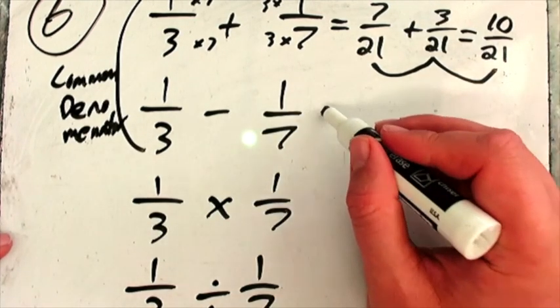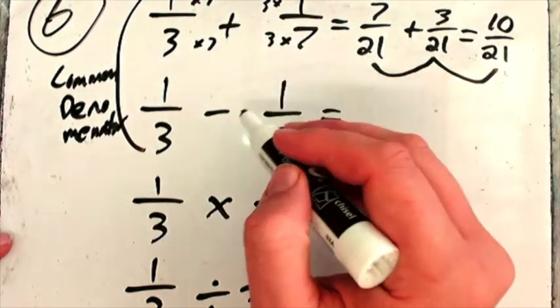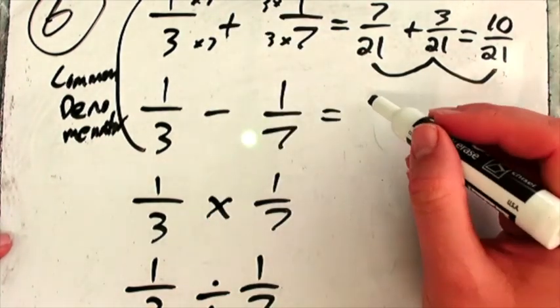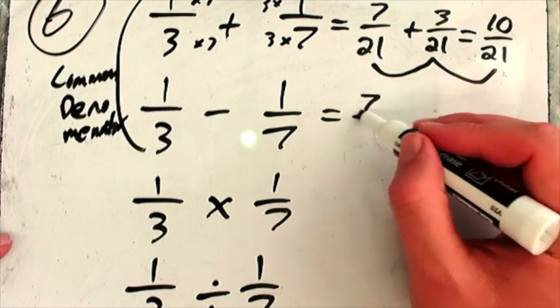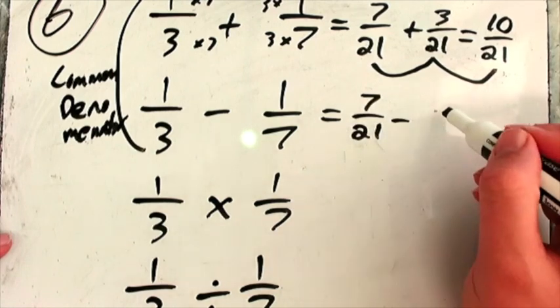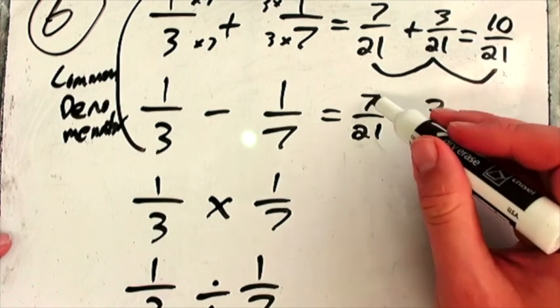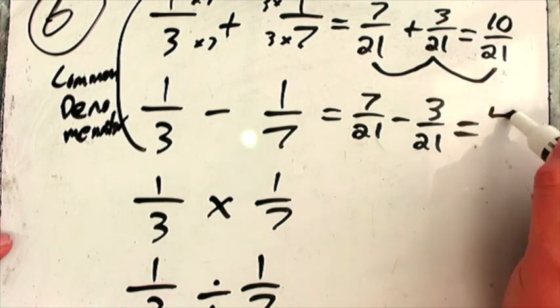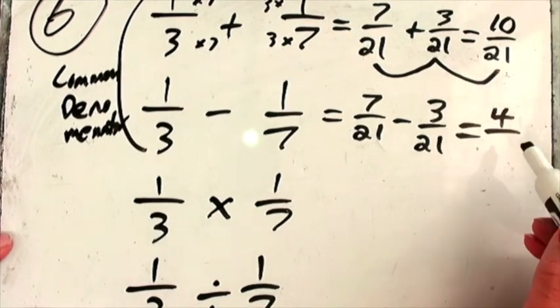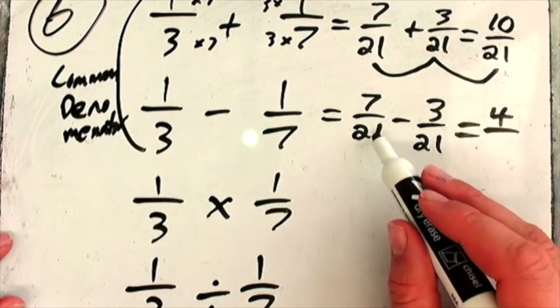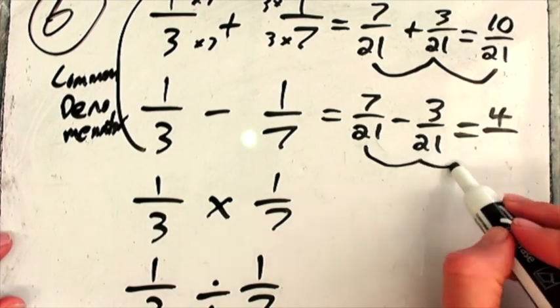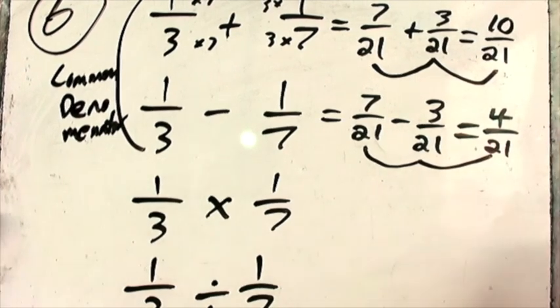Subtraction, same deal. We're going to do this, multiply by 7 top and bottom, multiply by 3, because we can't do it any other way. So we're going to get 7 over 21 minus 3 over 21. What does that get us? 7 minus 3 is 4. Bottom, I know you know this. Bottom stays the same. 21, 21, and 21. Bottoms stay the same when they are the same.